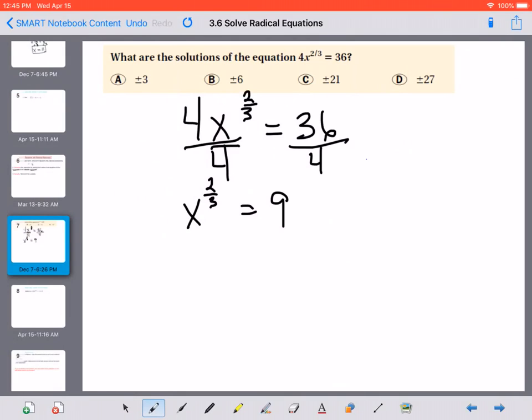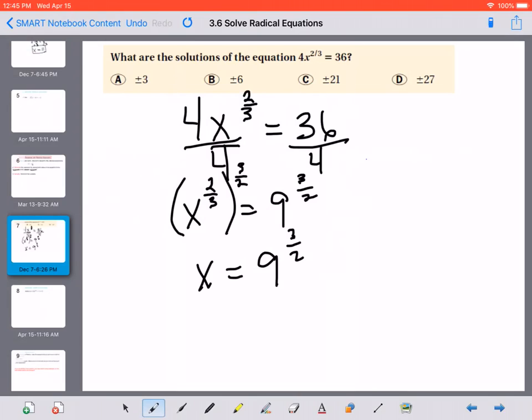Step 2, we're going to raise the power term to the power that is the reciprocal of the exponent. So the reciprocal of 2/3 is 3/2. So raise both sides to the 3/2 power. Now, this works because you have power over power, so 2/3 times 3/2 is 6/6. So you get x equals 9 to the 3/2 power.